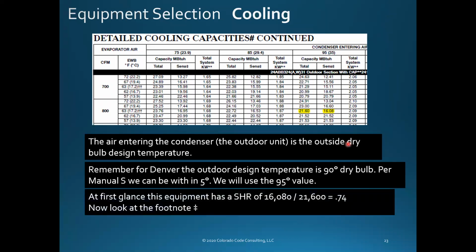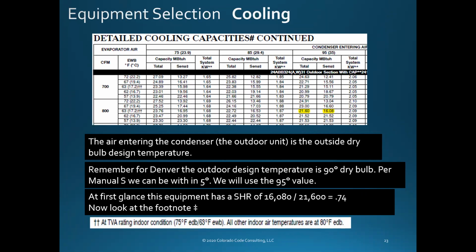Then if we do some math. What it's telling us here is that we're using this 63-degree wet bulb. We're coming across here to 95 degrees on the outside, and it says I have a total capacity of 21,600 and a sensible capacity of 16,080. So if I do the math down here, it'll tell me what I got left over. Right now, that's my sensible heat ratio, sensible divided by total, 0.74. And let's see what that little footnote said.